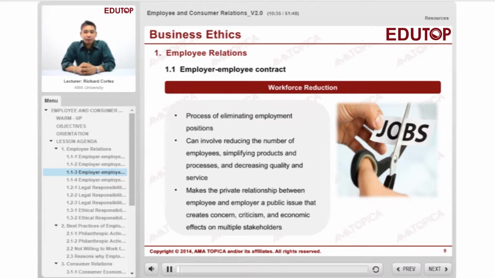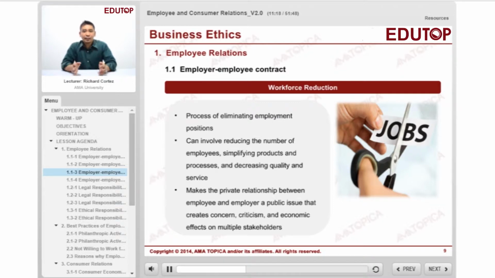And still with the employer-employee contract subtopic, we talk about workforce reduction. There are times that companies cut jobs to do cost cutting or to combine several works. So workforce reduction is a process of eliminating employment positions. There are jobs that are redundant, jobs that are not needed anymore. So sometimes the employer will eliminate employment or eliminate employees. Reduction can also involve reducing the number of employees. Or sometimes the company can simplify a certain job.